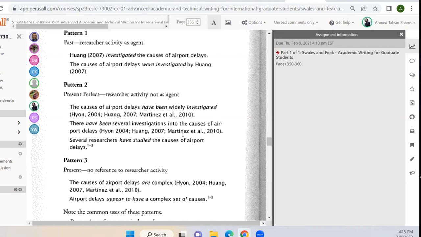Would anyone like to share something, particularly about the first one? We have two options, past simple and present perfect. After we say has, the following question is has or had. Had plus the third form means past perfect. Yeah, exactly. Anyone else would like to add? You want to say something?